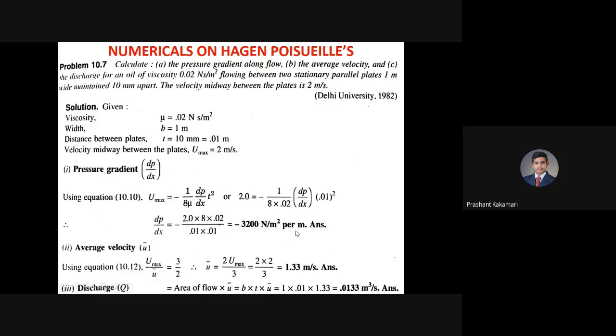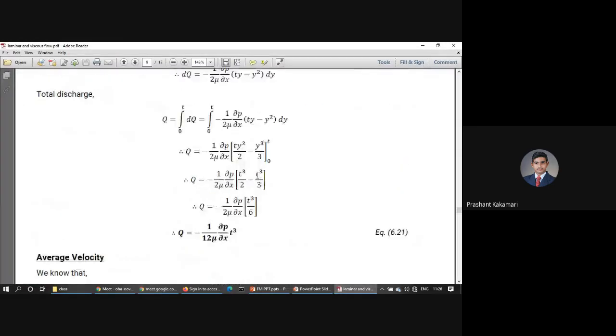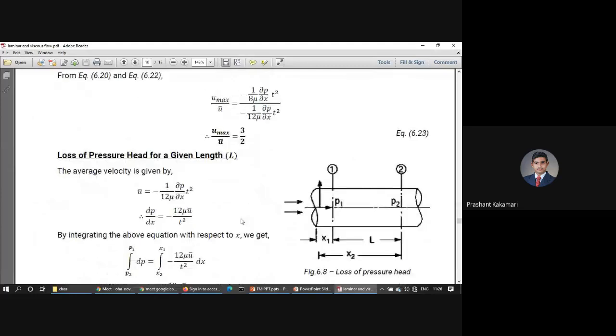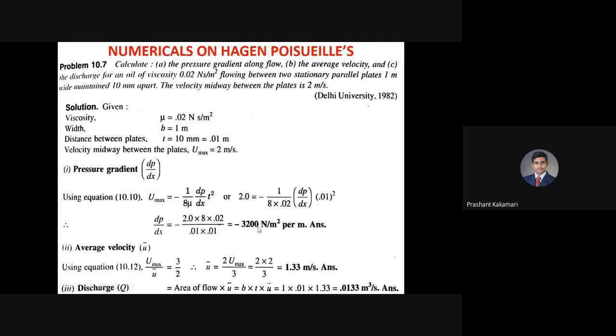So either by this you can find out, or you can go by this equation also. Both are the same. In P1 minus P2, this L value is not mentioned in the problem. So they have kept it as P1 minus P2 by L is equal to 12 into mu into U bar divided by T square. If you take this equation, the value should be minus 3200 Newton per meter square per meter.